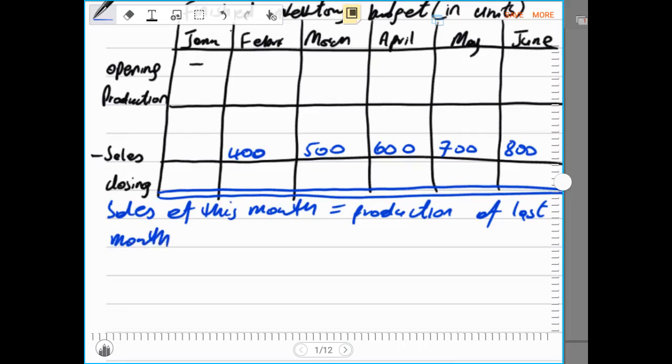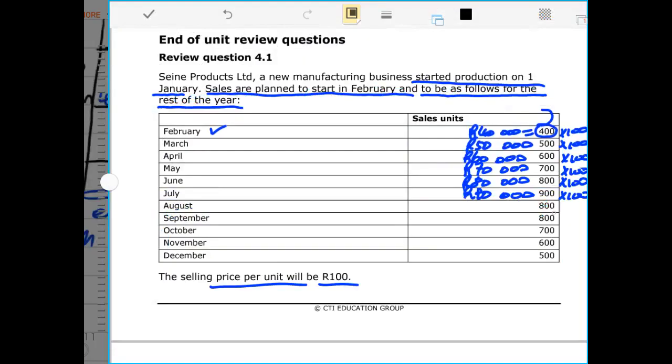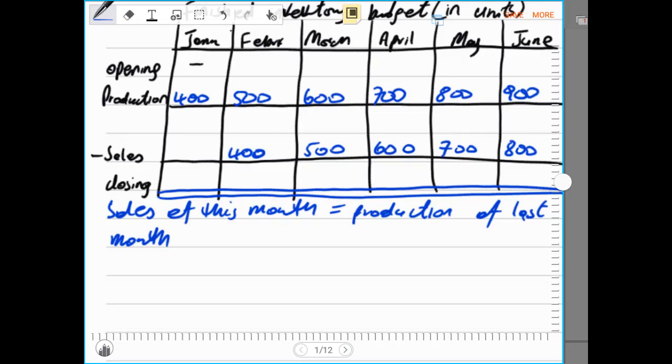So now that means production for the month of January was 400. And here production will be 500. Here production will be 600. Production will be 700. Production will be 800. And production will be 900. Why? Because the sales of the next month would have been 900. So now this is the 900 we're talking about, which is the sales for the month of July. Sales of July is the production of the month of June. That is why I have 900 as the production of June, which is the sales of July.